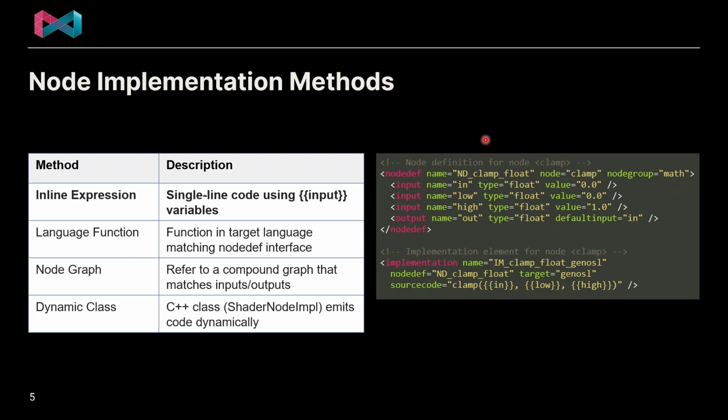So here we have an example. We have a nodedef that defines the clamp node, the float clamp node. And then the implementation element here describes how this is implemented for this particular target, the OSL target. And here the simple inline expression is used. So we just call the OSL version of clamp with these respective inputs.